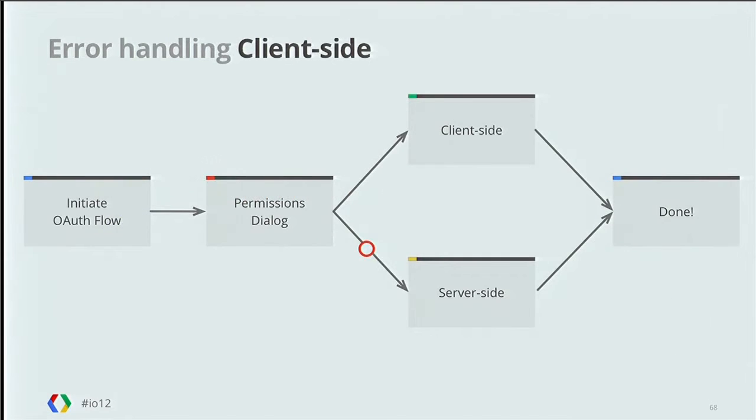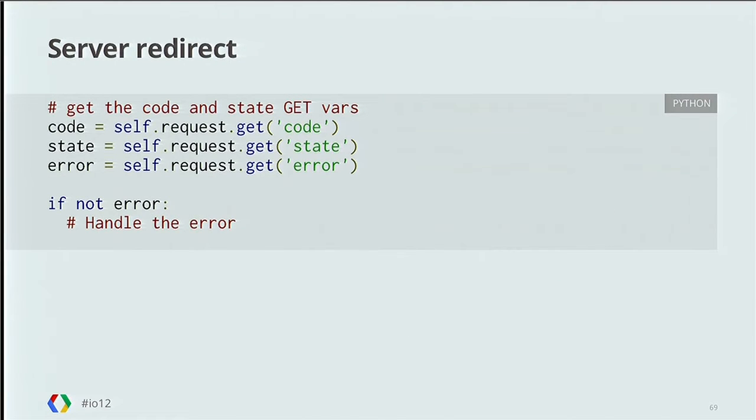For the server side, same set of errors. You just get to them in a different place. Instead of setting that property on the parameter we pass the callback, we won't set the parameter on the URL if there's no errors. If there is, we will. So you need to grab that from the request. And if it's there, you handle the error. Again, same set of errors.